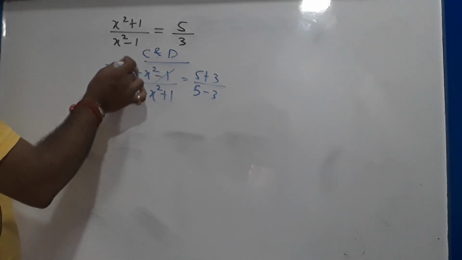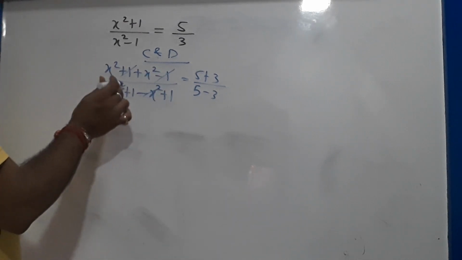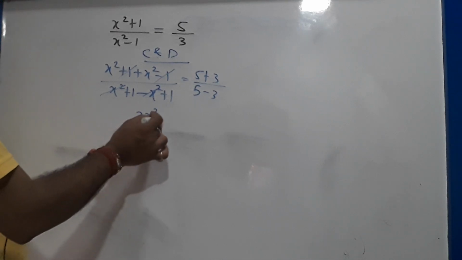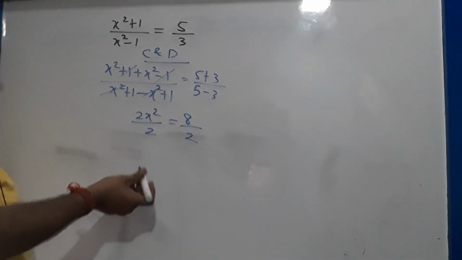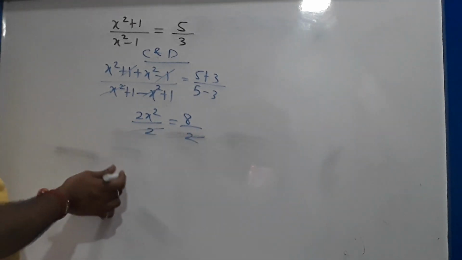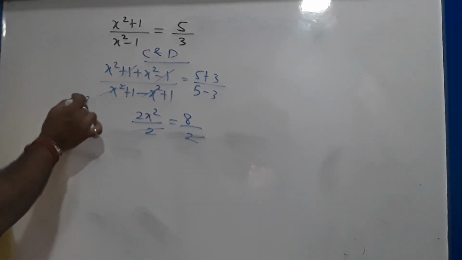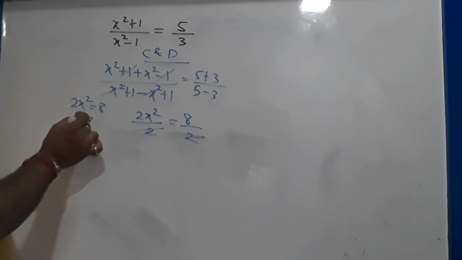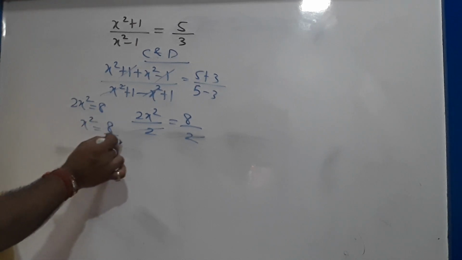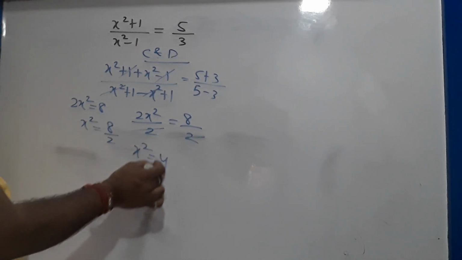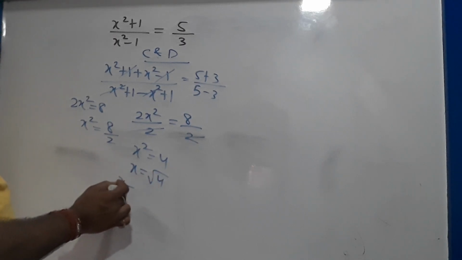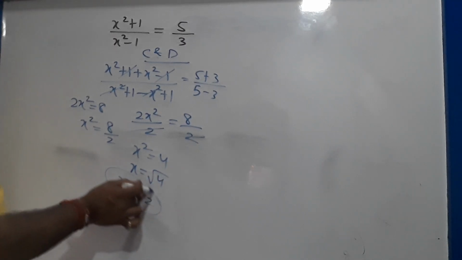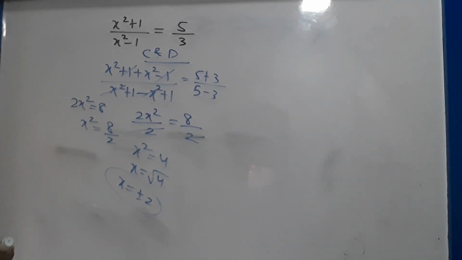So minus 1 gets cancelled with plus 1, x square plus x square is 2x square, 1 plus 1 is 2, and 5 plus 3 is 8 upon 2. Now I can cancel denominator 2 directly. So 2x square is 8. So x square is 8 by 2. x square is 4. Then x is root 4. x is plus minus 2. The value of x is plus minus 2.